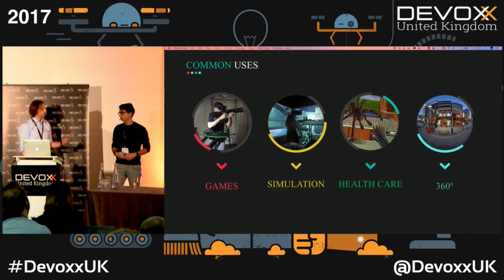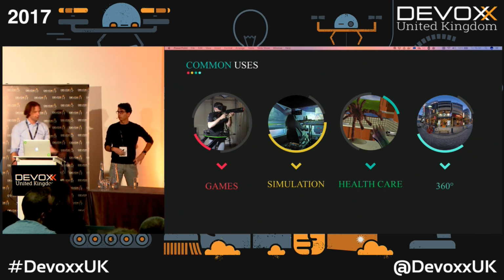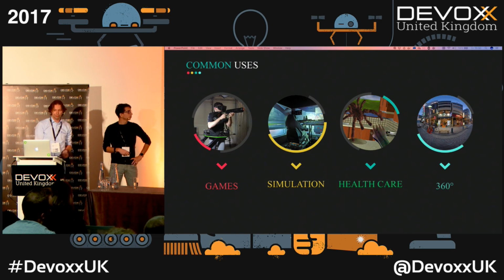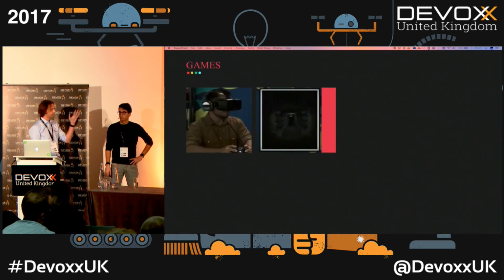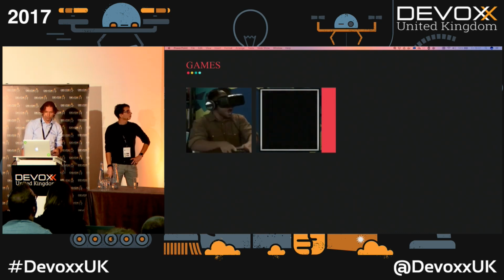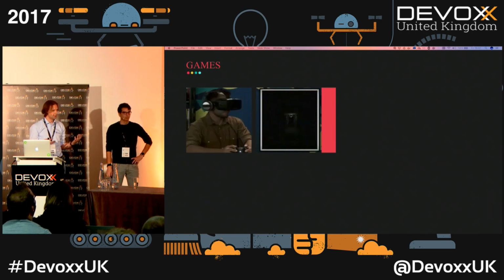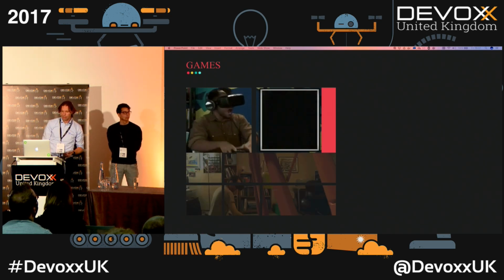I was looking at the common users. Alex already mentioned for the Vive the huge gaming background, huge gaming community. That's one of the common usages. Simulation is the other one, healthcare and 360. If you look at the games, you've got the chair in the room, of course, but this is another. It's a scary game. People really dive into the game and are genuinely frightened.